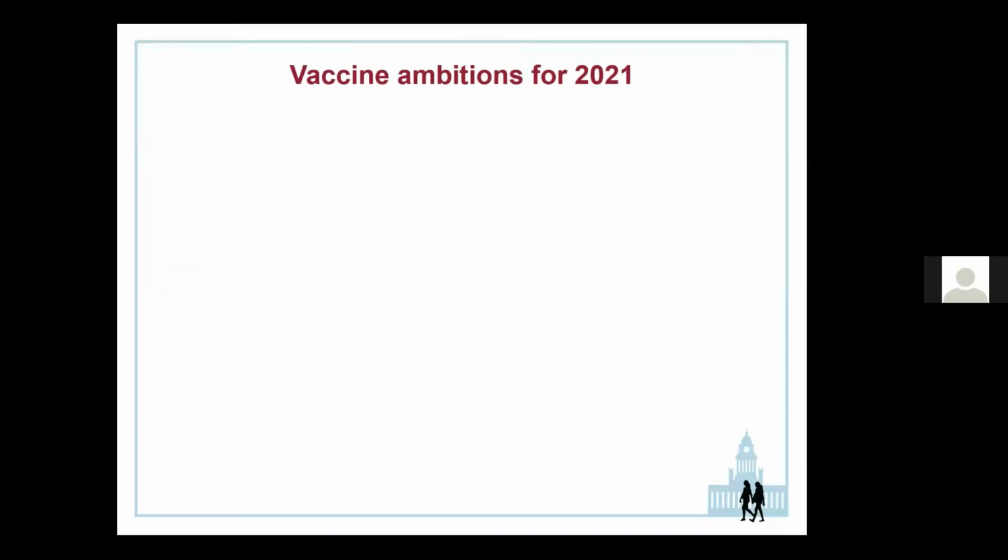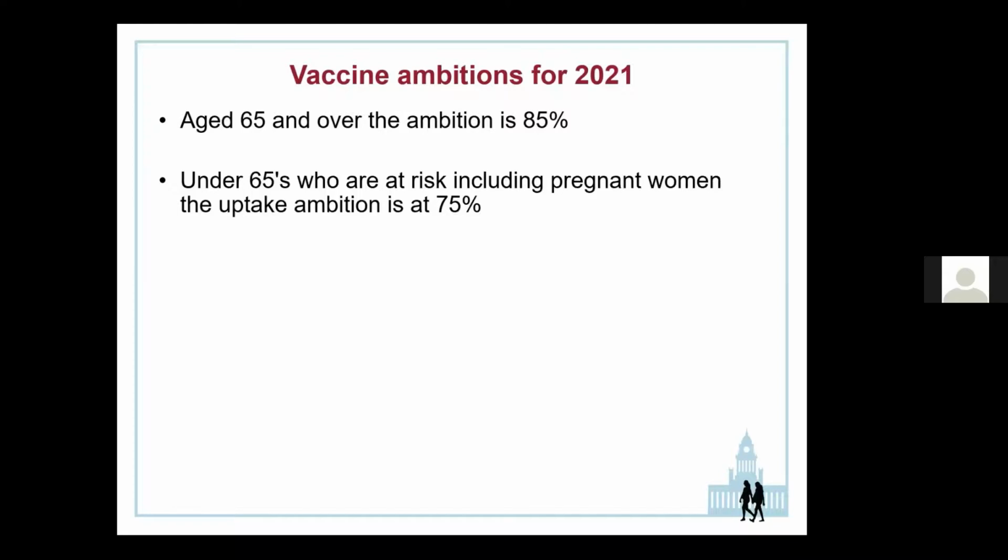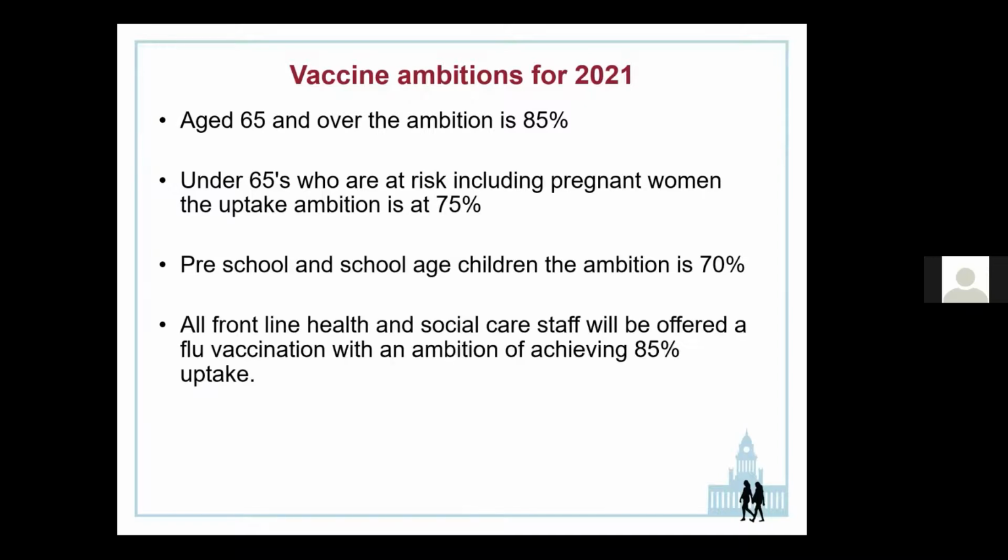With such a big cohort of people being eligible for the flu vaccination, uptake ambitions this year have been set for each eligible group. For age 65 and over, the ambition is 85% uptake. Under 65s who are at risk, including pregnant women, the ambition is 75% uptake in all clinical risk groups. For preschool and school-age children, the ambition is 70% uptake for all of those that are eligible.